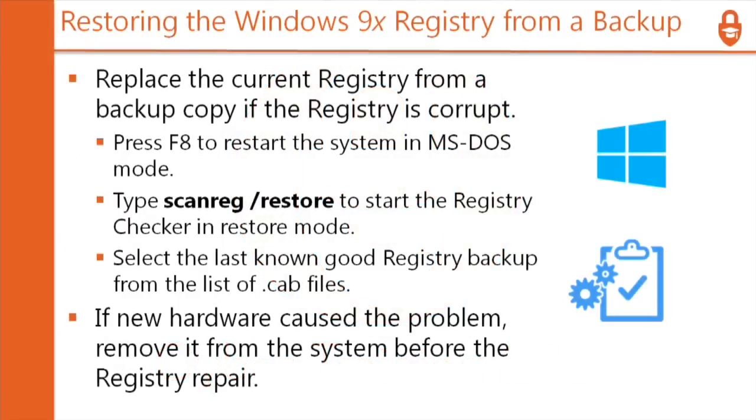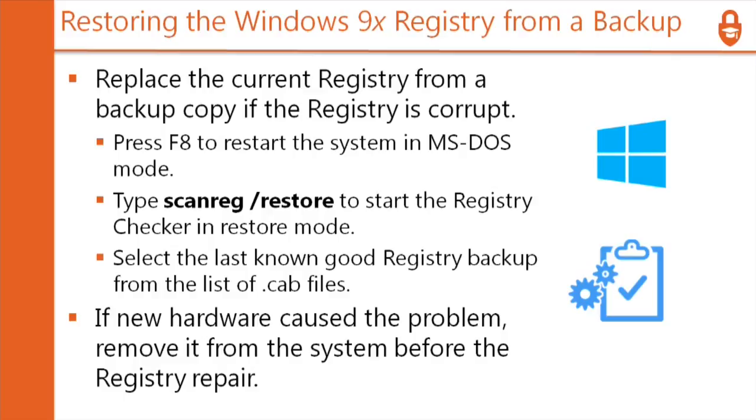And then restoring the Windows 9x registry from a backup. Replace the current registry from a backup copy if the registry is corrupted. Pressing F8 to restart the system in DOS mode. And then you can type scanreg /restore, specify the location, and it will restore it for you.